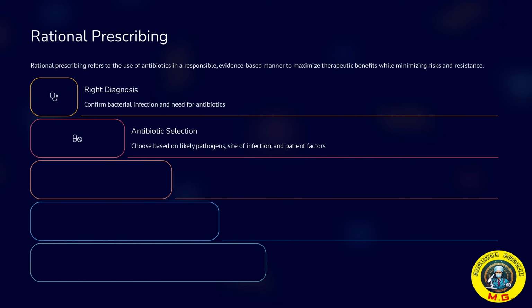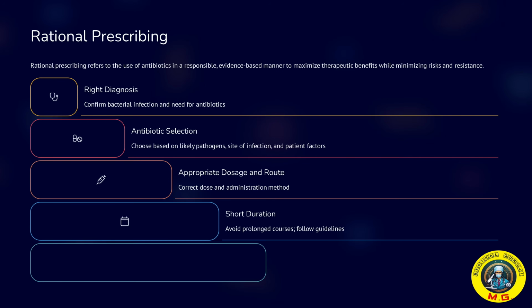Third is the dose and the route should be appropriate. Prescribe the correct dose and choose the route of administration, oral or intravenous, based on the severity and patient condition. Avoid prolonged courses. Follow guidelines to prevent unnecessary exposure. Use affordable options with similar efficacy when possible to reduce the financial burden on the patient.